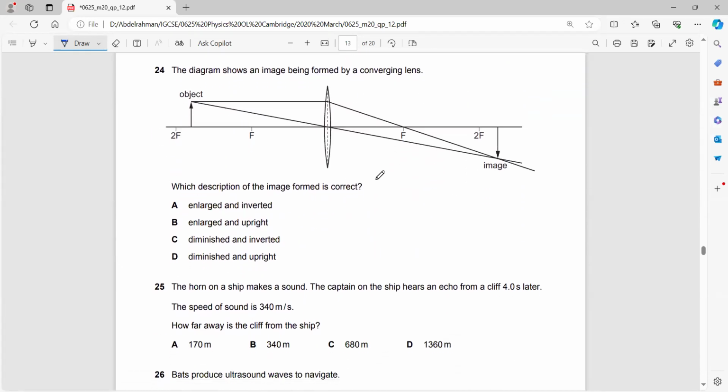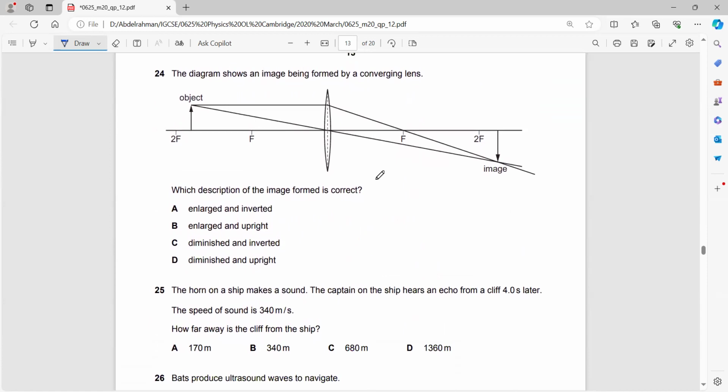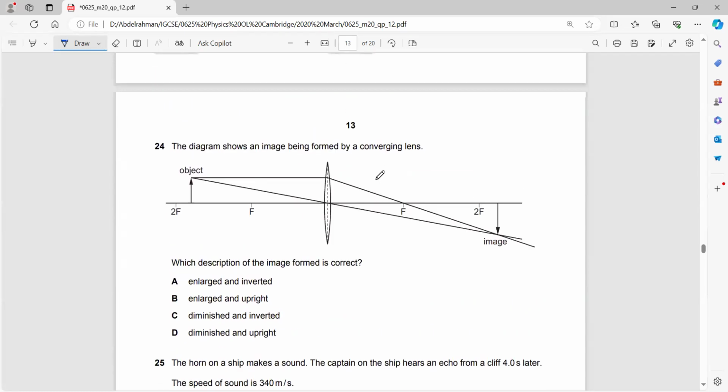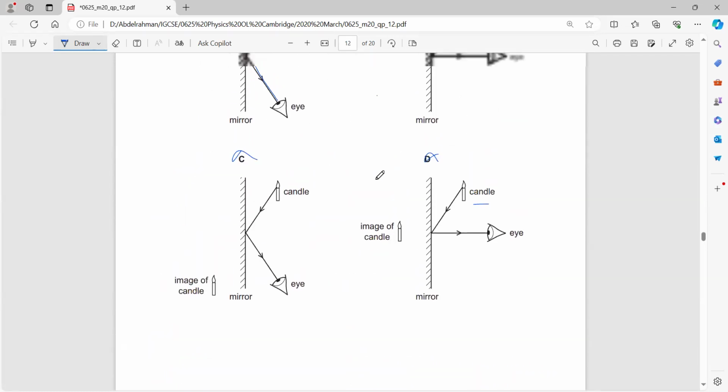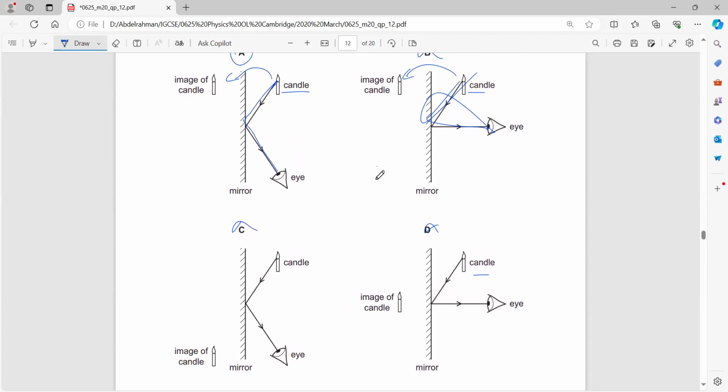Which description of the image formed is correct? In 23, what's the difference between A and C? The position of the image. The position of the image has to be in front of the candle, in front of the object. It cannot be all the way down there.